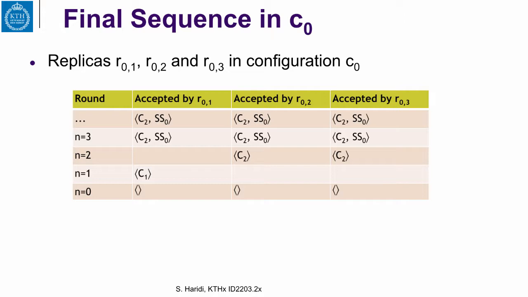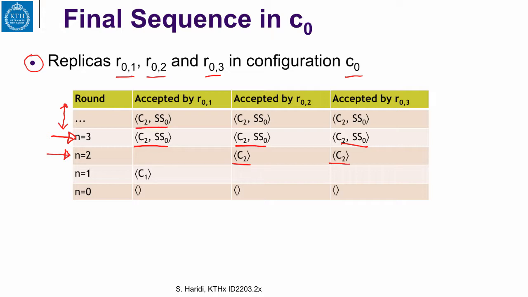So we have these replicas, R01, R02, and R03 in configuration 0. Here is a situation where we were before. We have a chosen sequence C2. After that, the StopSign command is issued and accepted by a majority. So here's a case where the last command here is a StopSign command. So at any higher rounds now, this sequence will not be extended.